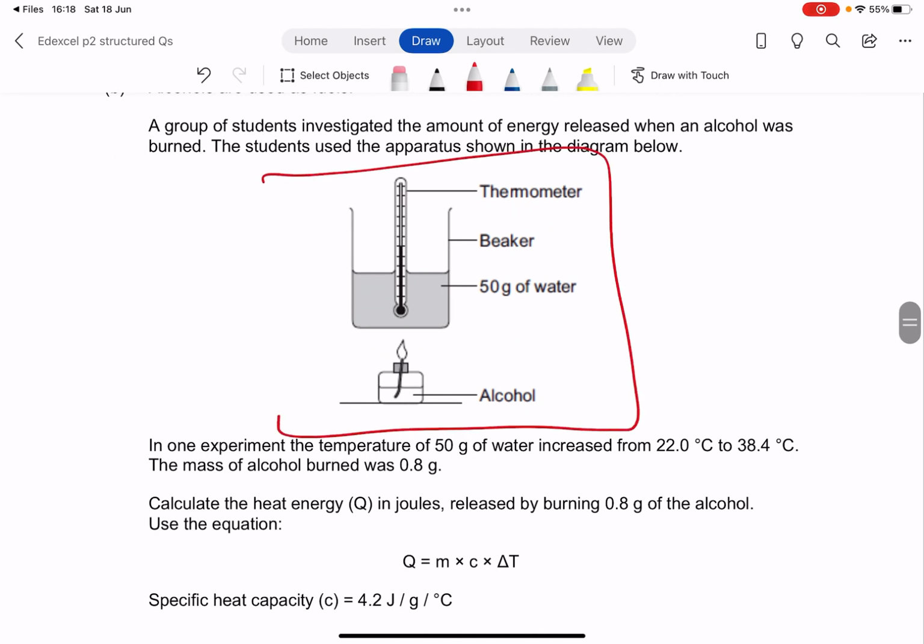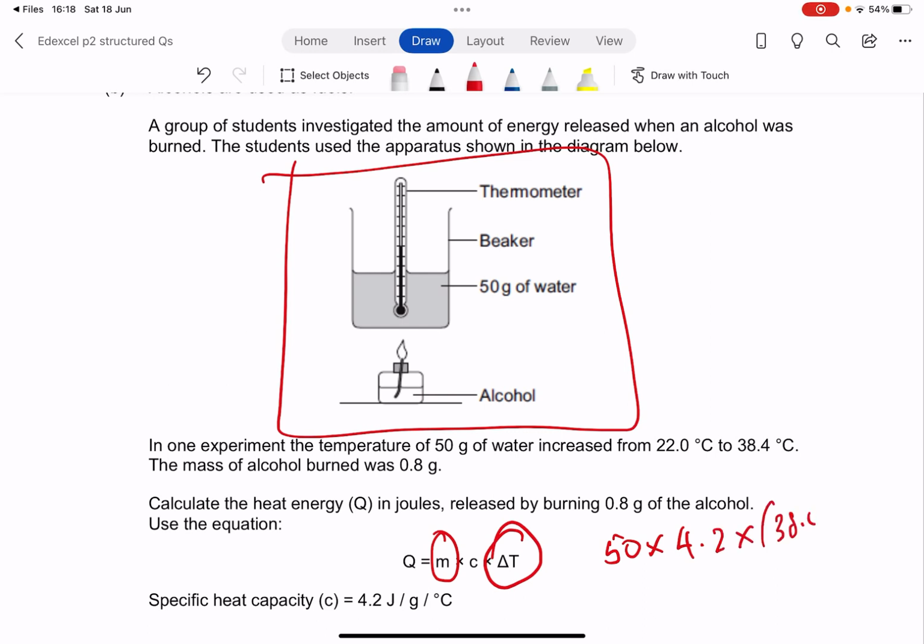Again, another type of experiment there, where you're using alcohol to heat 50 grams of water. So you're measuring the initial temperature, then you're measuring the final temperature, and you're substituting that value in there. The mass is the amount of water that you're heating, so it's 50 times 4.2 times the change in temperature, which is 38.4 times 22.8. You do need to have a go at how you would do this experiment.